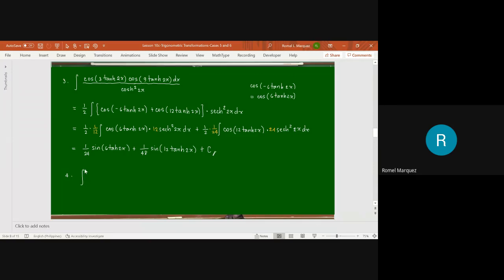Okay, number 4. So the integral of, let's have sine of the square root of log of x to the base 2 dx over x. Okay, guys?